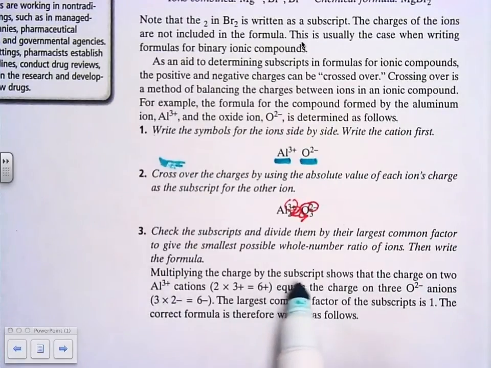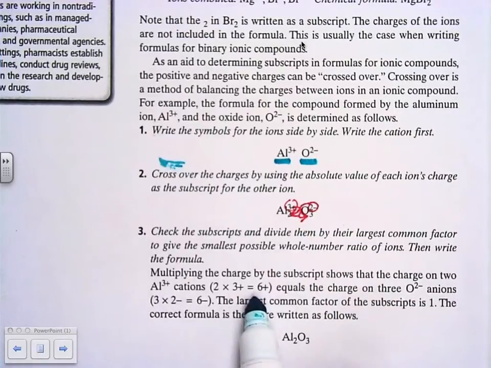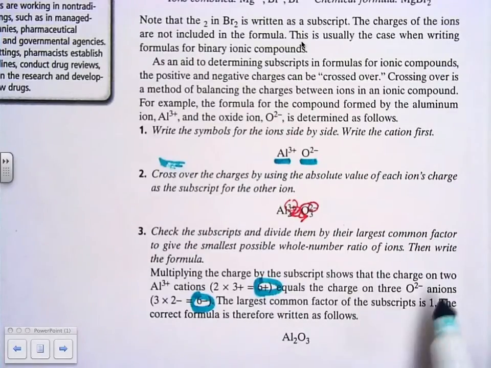Multiplying the charges by the subscript shows that the charge on the 2 aluminum 3+ cations, 2, because there's two atoms, equals 6+, equals the charge on the 3 oxide anions with the 2 negative. 3 times 2 negative equals 6 negative. So 6 plus a 6 minus equals 0. The largest common factor of the subscripts is 1. The correct formula is therefore written as Al2O3.